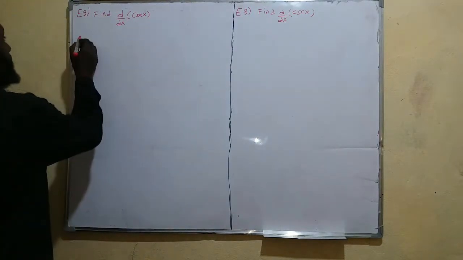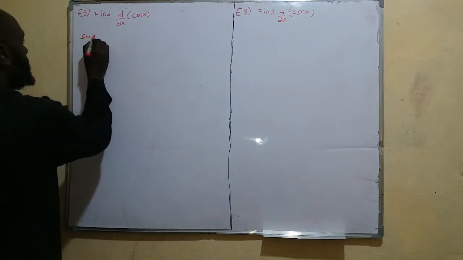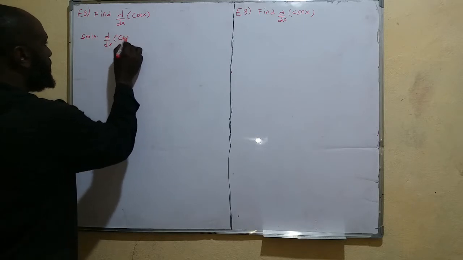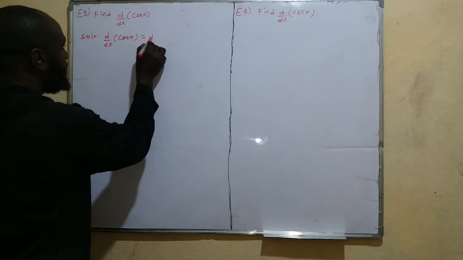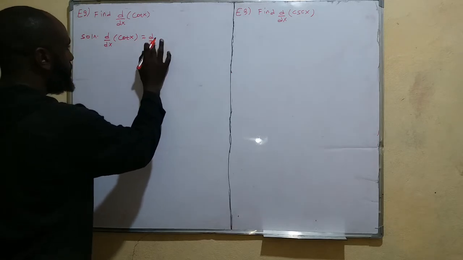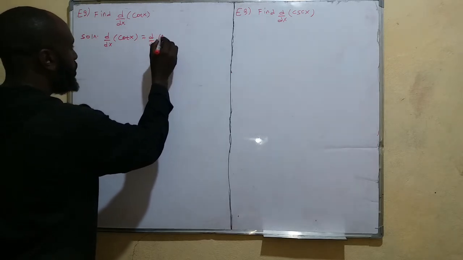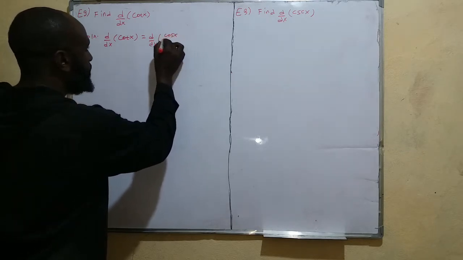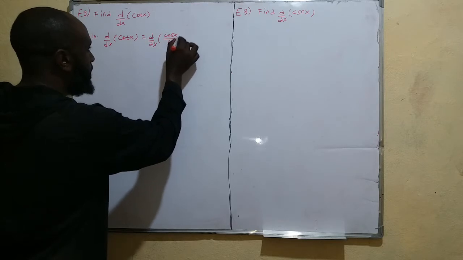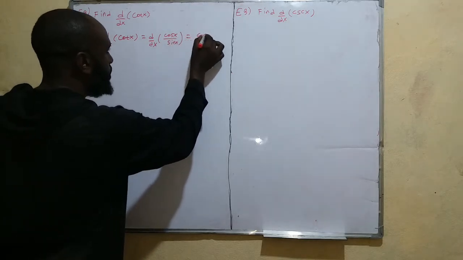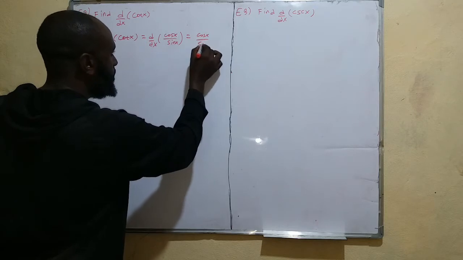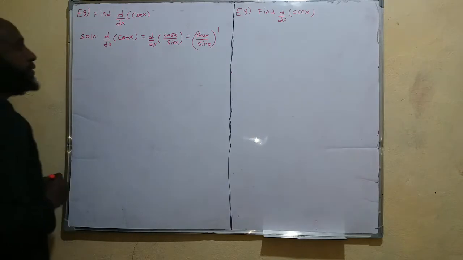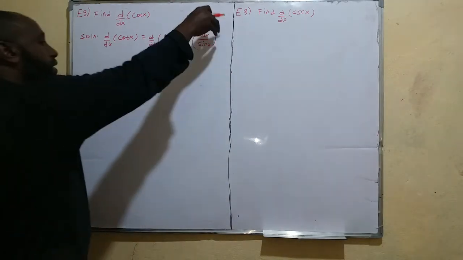So let's start our work. d by dx of cot x is nothing but what? d by dx of cot x is cos x over sin x. This is the whole derivative. This is the derivative of the quotient, okay?